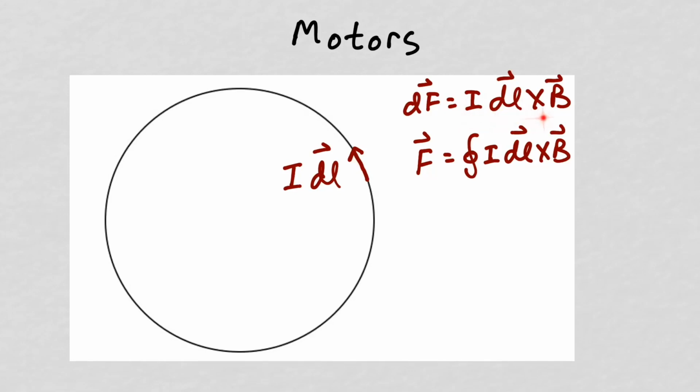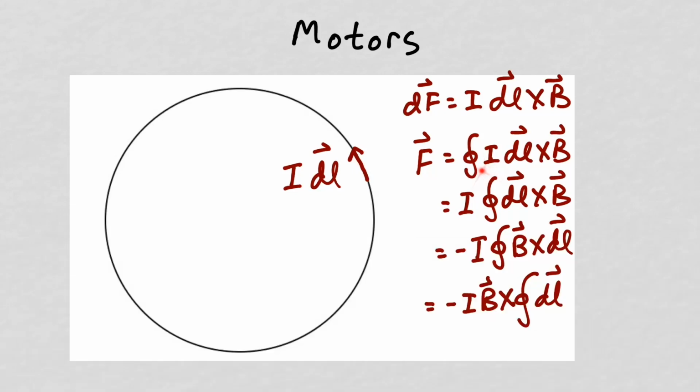So integrating I dl cross B around the current loop will tell us how much force the current loop is experiencing. Since I is constant, we can move it to the left of the integral. We can change the order of the cross product, which introduces a minus sign. We are dealing with a uniform magnetic field, so we can move it to the left of the integral. So this is the resulting equation we have for the force on our current loop.